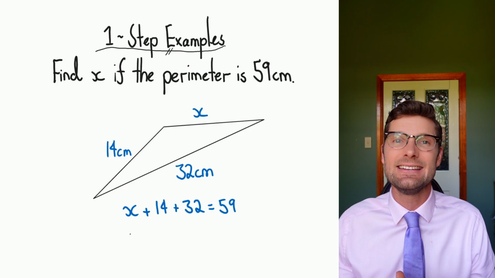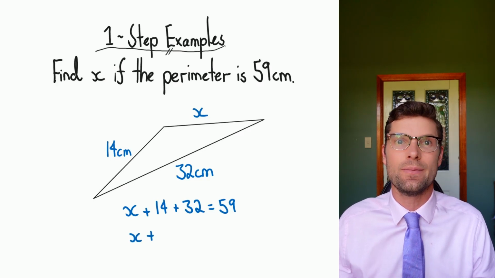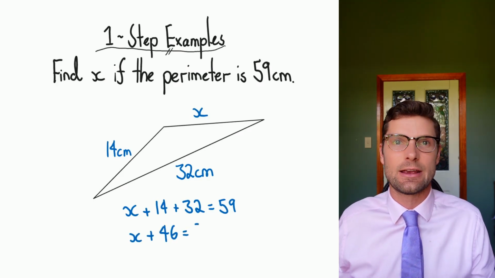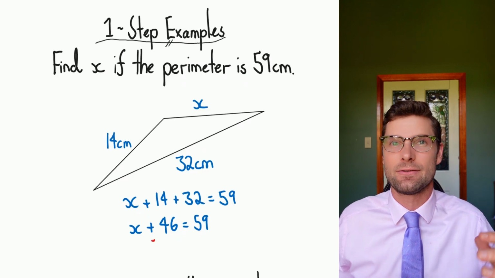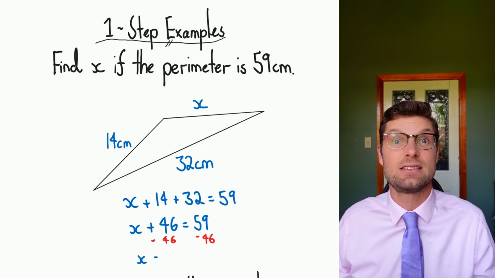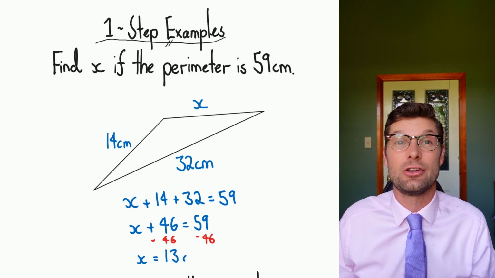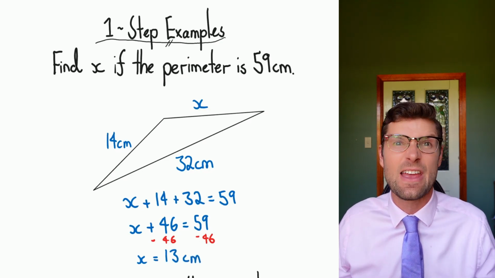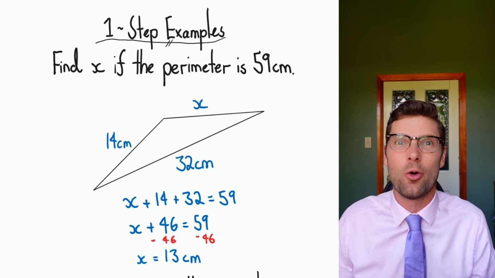From here, I want you to add together the two distances we do know. So that's x plus 46 is equal to 59. From here, I have to minus 46 from both sides. So my x is equal to 13 centimeters. Remember, you've still got to put the units in at the very end. If you can do that, that's really all this lesson is.